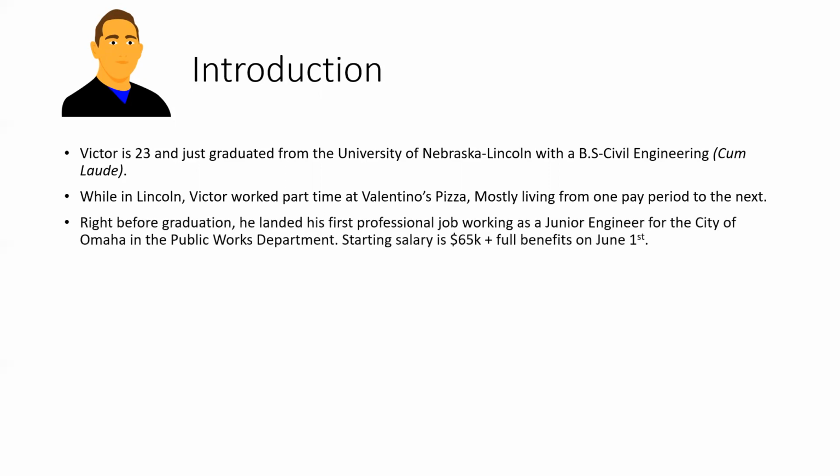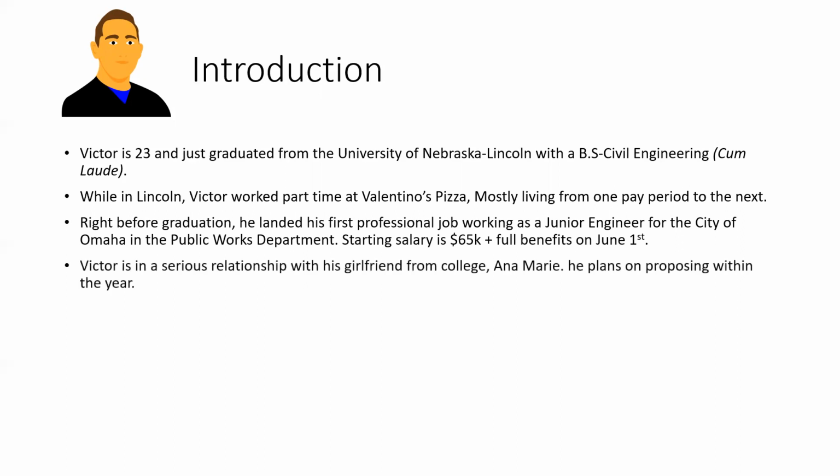Right before graduation, he landed his first professional job working as a junior engineer for the city of Omaha in the Public Works Department. Starting salary is $65,000 a year plus benefits on June 1st. And Victor is in a serious relationship with his girl, I automatically said girlfriend, from college, Anna Marie. He plans on proposing within the year. So things are looking up for Mr. Victor.